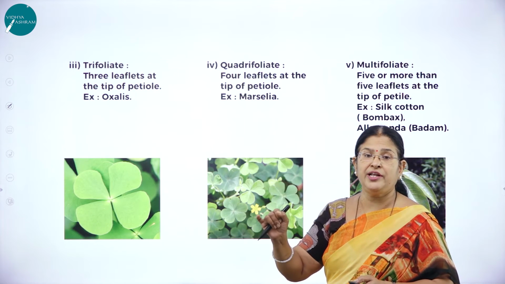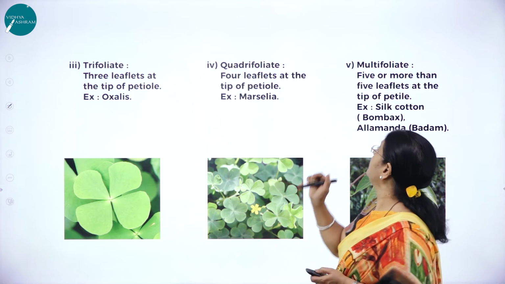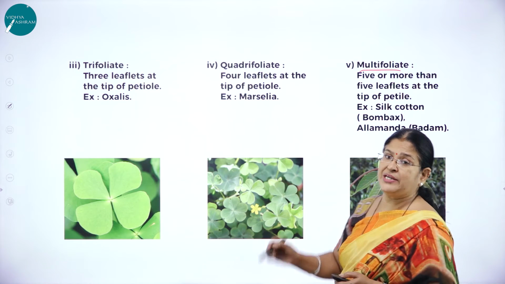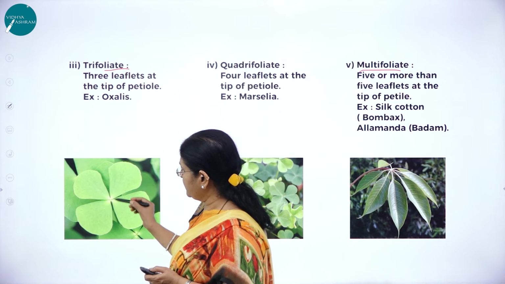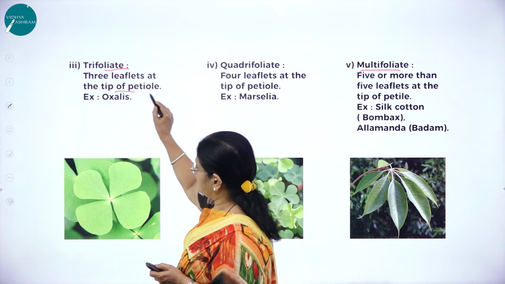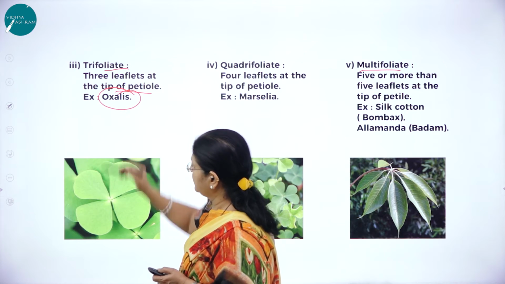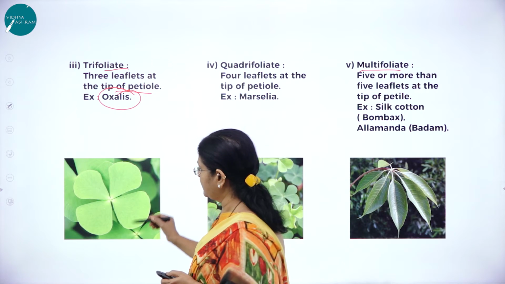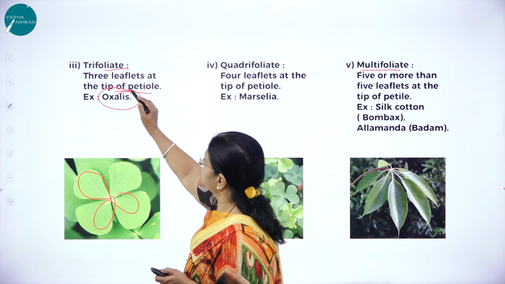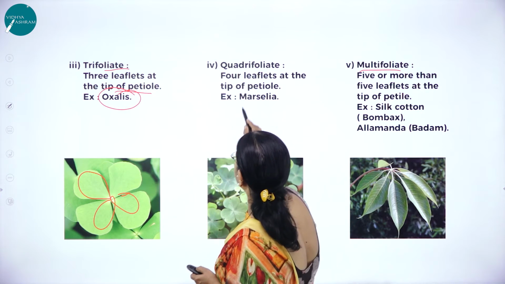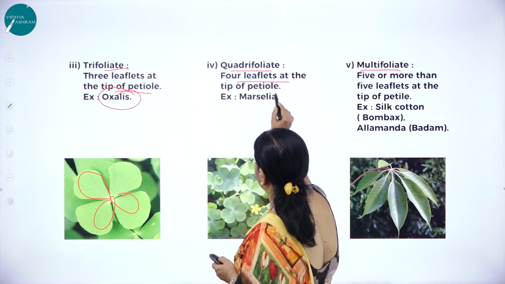Trifoliate. So unifoliate, bifoliate, trifoliate. Quadri means what? Four. Right? Then multifoliate, more than one. What do you mean by trifoliate? Here you can observe three leaflets at the tip of the petiole. You can take the example of oxalis. So here you can see like this, that is three leaflets. Then quadrifoliate, four leaflets at the tip, as in Marsilia.